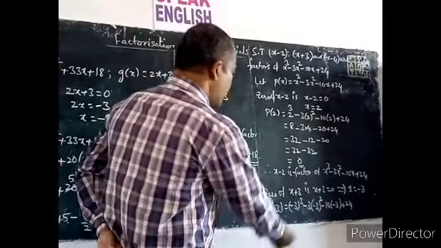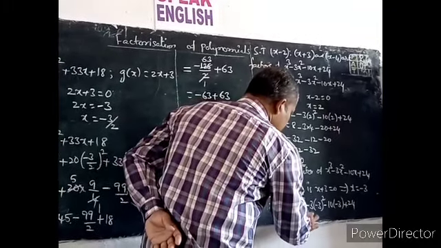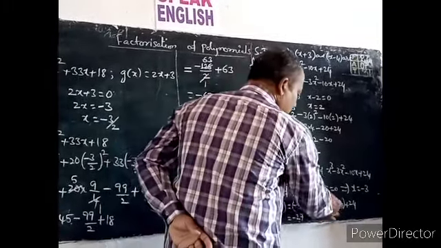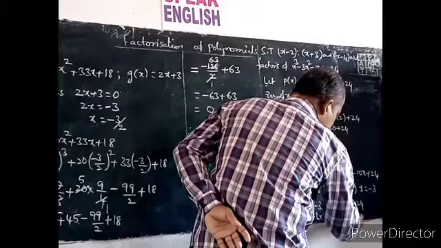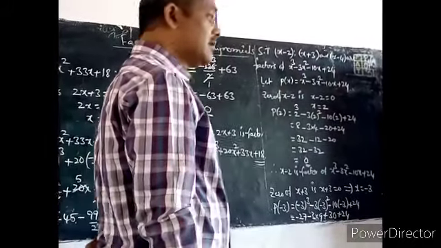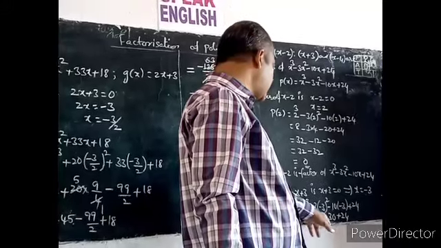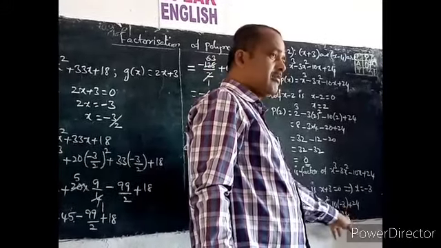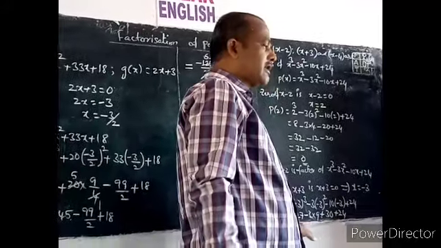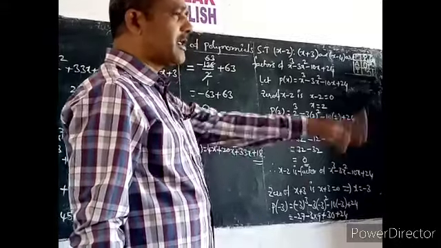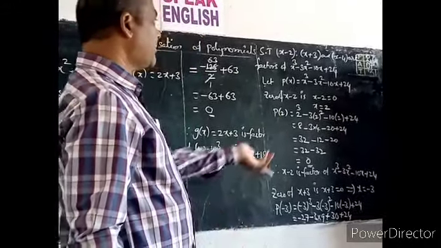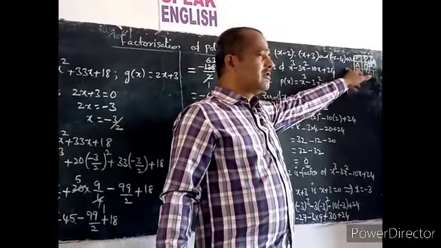Minus 3 cube is minus 27. Next, it becomes plus 27. 3 into minus 3 square is 9. Minus into minus is plus, 10 threes are 30, plus 24. Now after simplification, 27 minus 27; 30 plus 24, plus symbols, becomes 54. Minus 27 minus 27 is minus 54. Minus 54 plus 54 is 0.